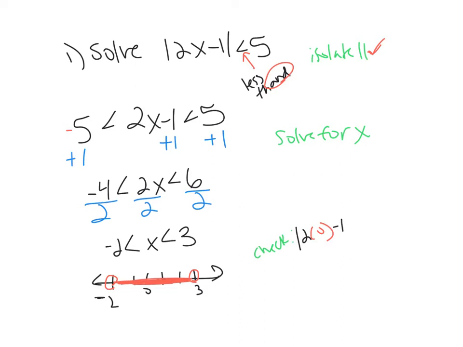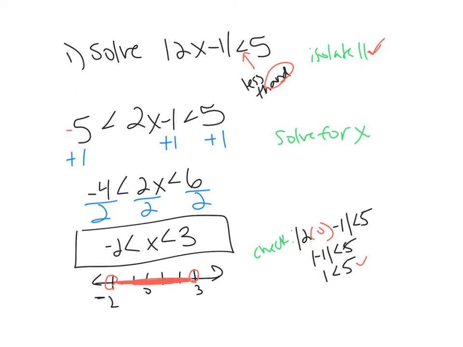So let's see. So 2 times 0 is 0, minus 1 is negative 1. Absolute value of negative 1 is 1. Is 1 less than 5? Yes, it checks. I know that my answer is correct. So all the values between negative 2 and 3. Because we are solving absolute value inequalities, we're going to have more than one possible number option. And actually, there's an infinite number because I have a ton of itty-bitty decimals in between those two numbers.